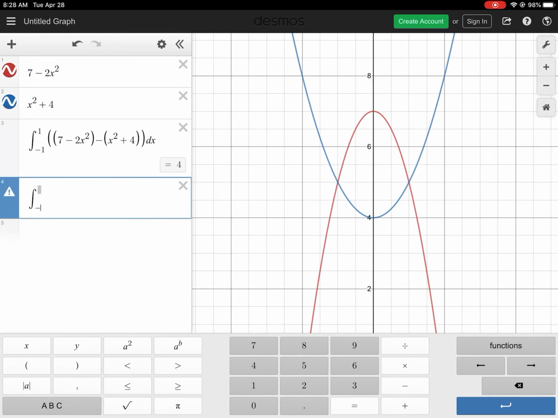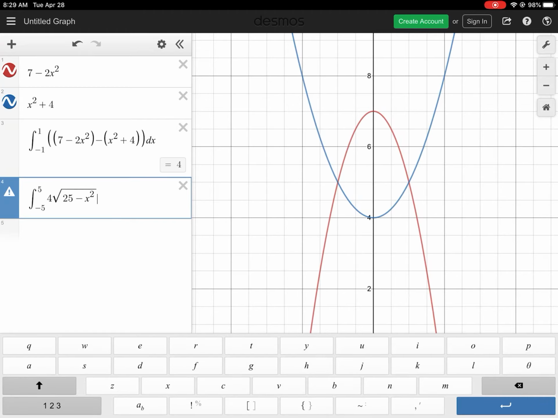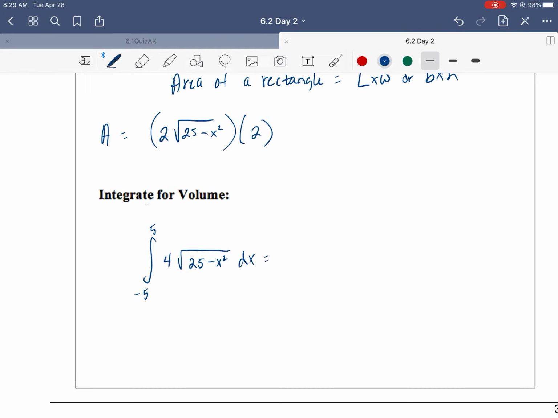Okay, so integral -5 to 5. We don't need a parenthesis this time because we don't have any addition or subtraction. So 4 square root 25 minus x squared dx. 157.08 units cubed.